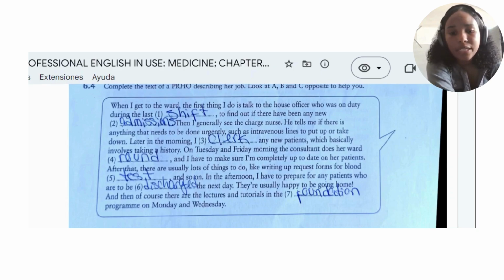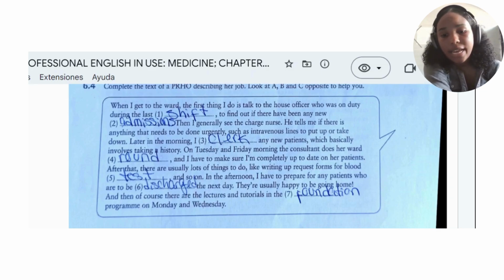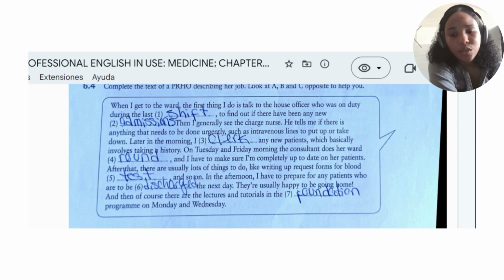On Tuesday and Friday mornings, the consultant does her ward round, and I have to make sure I'm completely up to date on her patients. After that, there are usually a lot of things to do, like writing up request forms for blood tests and so on. In the afternoon, I have to prepare for any patients who are to be discharged the next day. They're usually happy to be going home. And then, of course, there are lectures and tutorials in the foundation program on Monday and Wednesday.